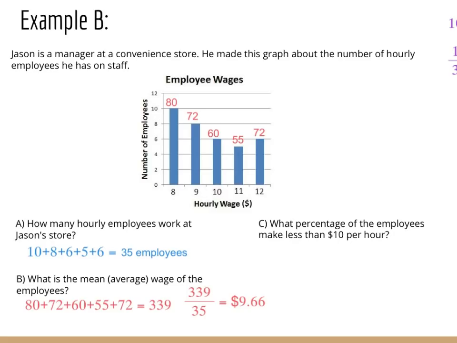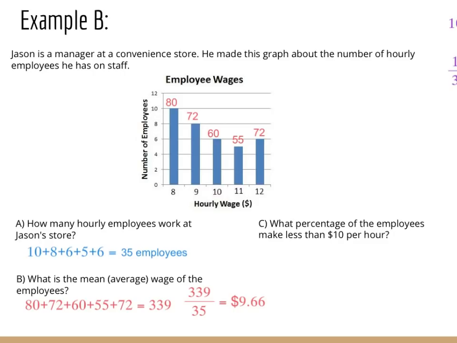So the last question says, which percentage of employees make less than $10 per hour? So we're going to figure out the total number of employees that make less than $10 an hour. So I can't add the 10 column because they make $10 per hour. So it can only be the columns of the $8 an hour employees and the $9 an hour employees.